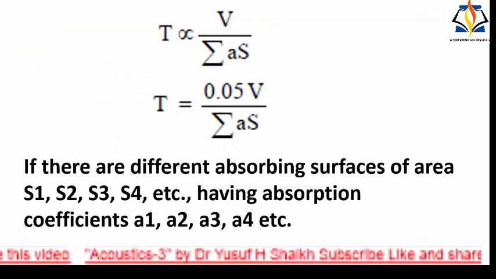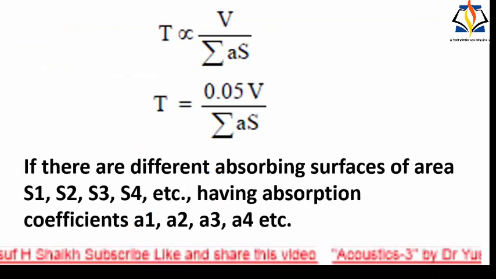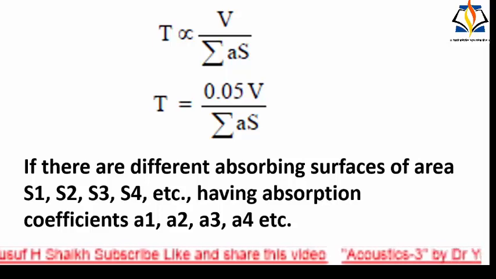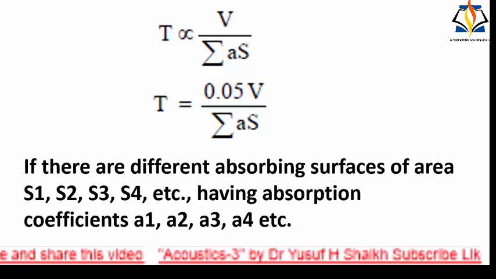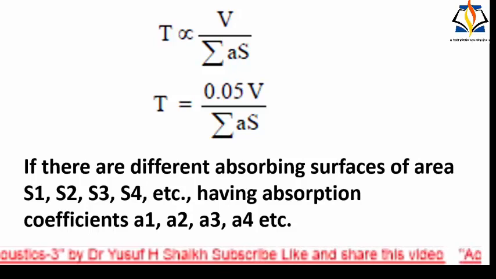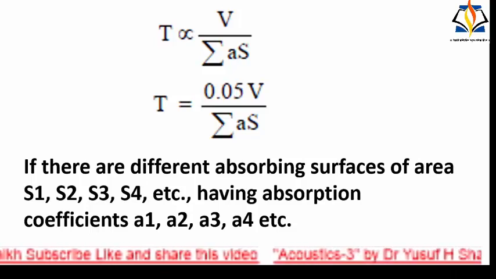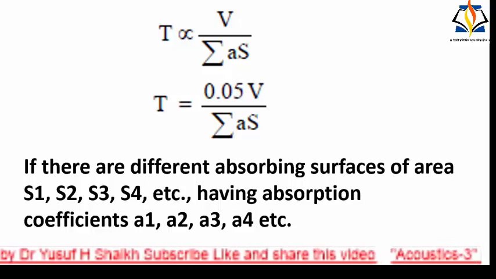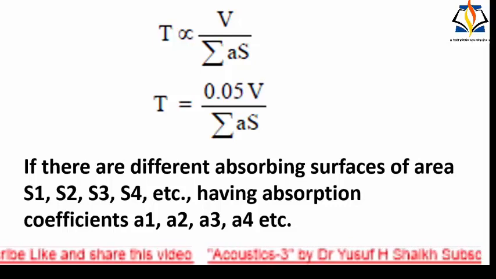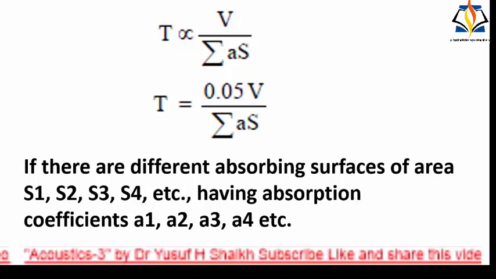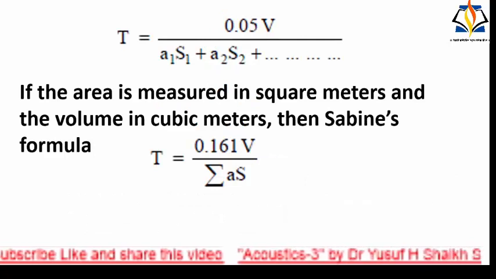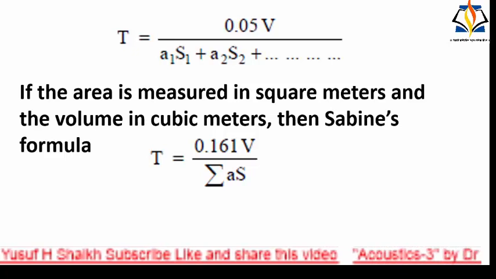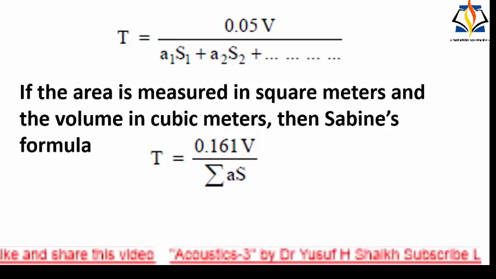Reverberation time T is directly proportional to volume V upon summation A S. That is, T is equal to 0.05 V upon summation A S. If there are different absorbing surfaces of area S1, S2, S3, S4, etc., having absorption coefficients A1, A2, A3, A4, etc., then T is equal to 0.05 V upon A1 S1 plus A2 S2 plus so on.